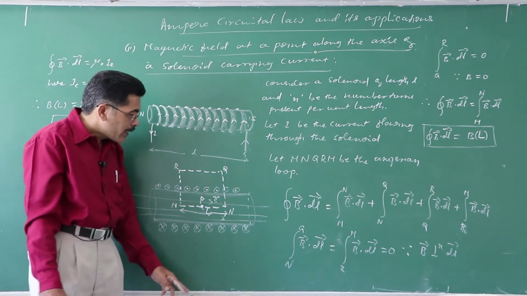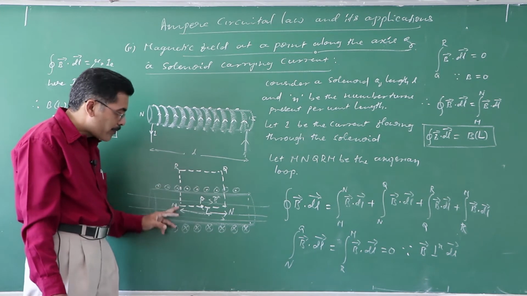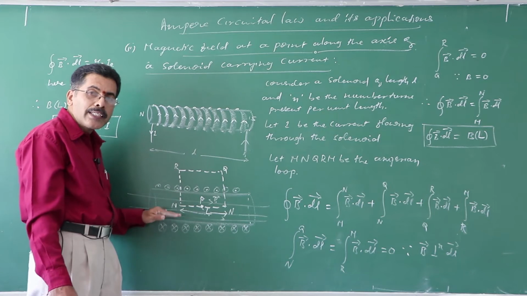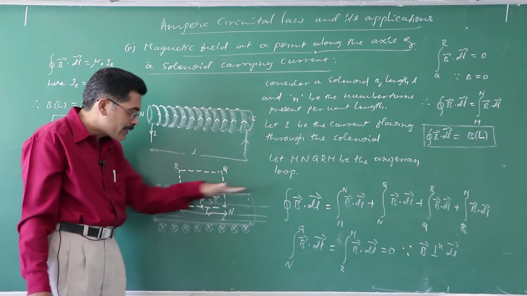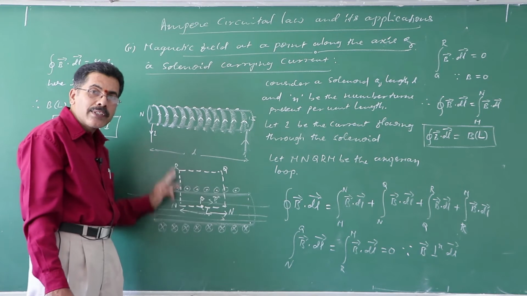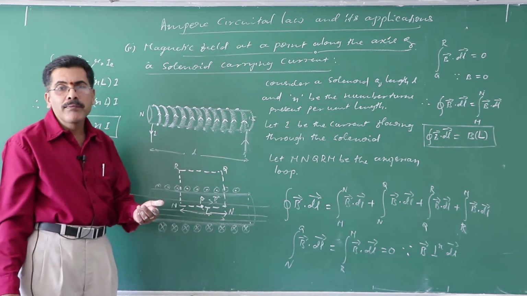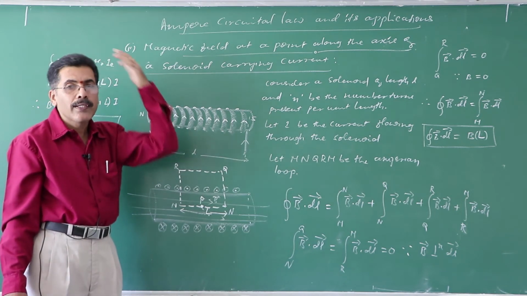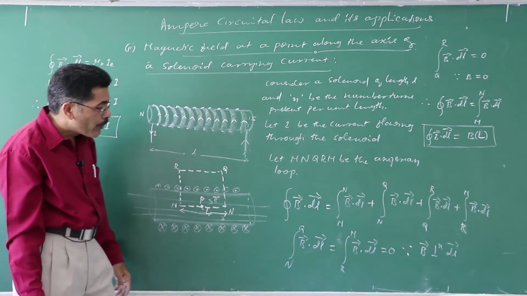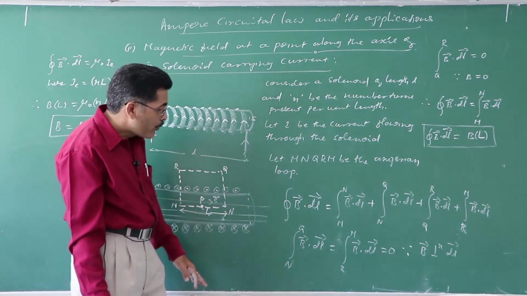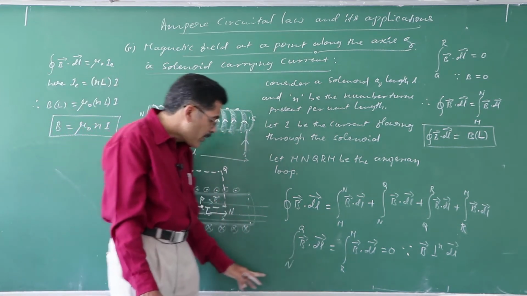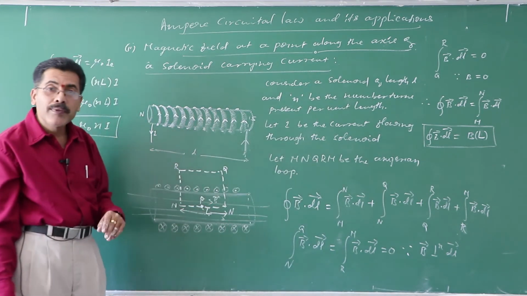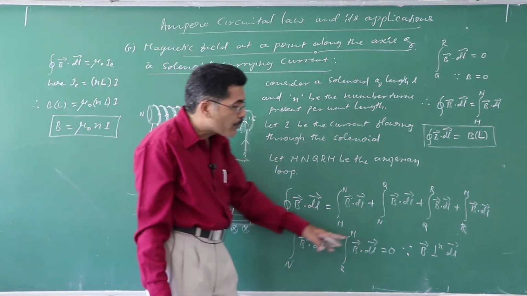See here, for NQ as well as RM, the length element dl is perpendicular to the magnetic field. Magnetic field lines are like this. Length elements are perpendicular to them. Therefore, the angle between them is 90 degrees. Here B dot dl is B dl cos theta. When theta becomes 90, cos 90 becomes equal to 0. Therefore, the magnetic field contribution due to the paths NQ and RM is equal to 0.